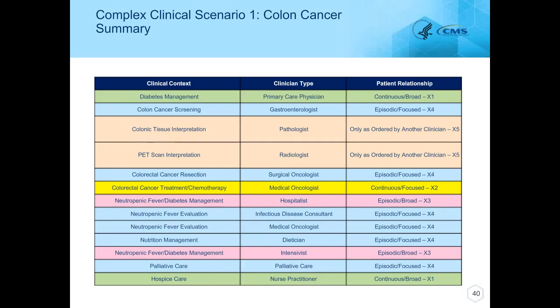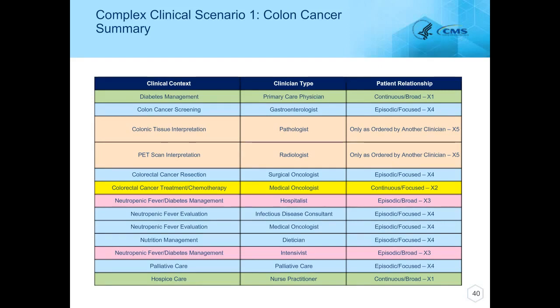Great, thanks. The last question for this slide, can multiple patient relationship codes be applied? For example, if a physician is focused on one aspect of care but coordinating with other specialists on broader healthcare issues, could they assign X2 and X1 to the same patient?